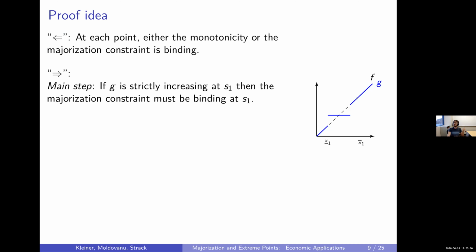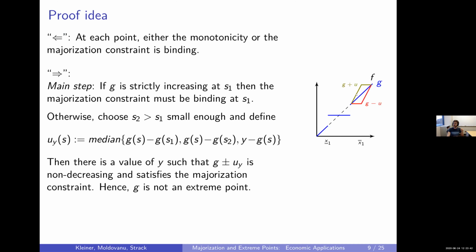Now, if the majorization constraint were slack, that would allow you to write G as a convex combination of two distinct functions that both are in the orbit of F, like for example, these two functions. If the majorization constraint were slack at this point, it would be slack on an interval around this point. So you could pick two points where the majorization constraint is slack, and then write G as a convex combination of G plus U and G minus U, for example, these two functions. So then G wouldn't be an extreme point.